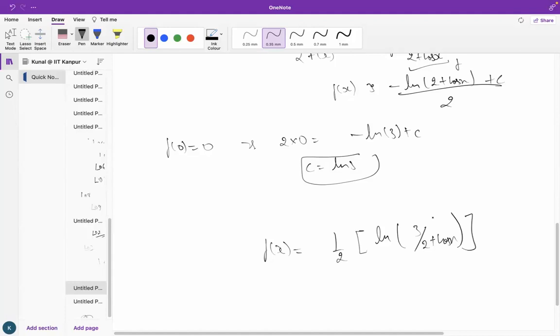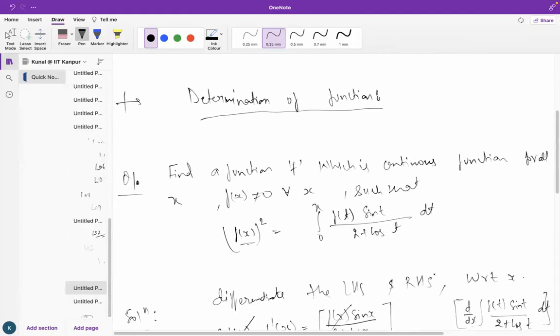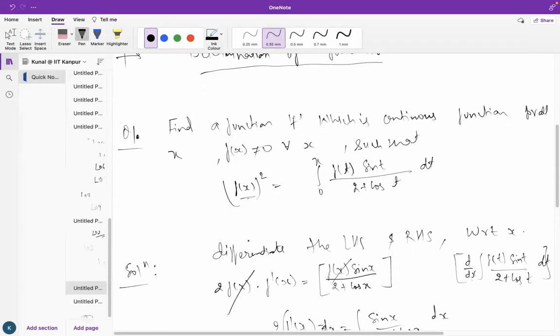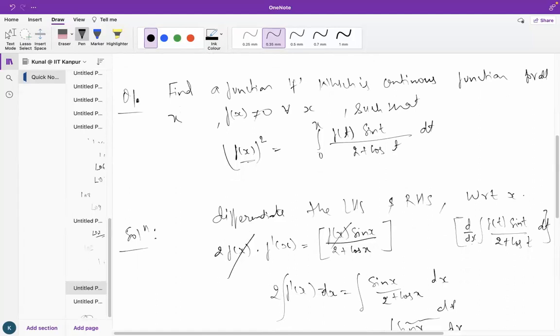Let me explain it again so it will be clear. We were given (f(x))² in the form of an integral, and we have to find f(x), that is, what the function is. So here we have to use the concept of definite and indefinite integration. I know that this is the form: if we differentiate this RHS, it will be the derivative of an antiderivative.